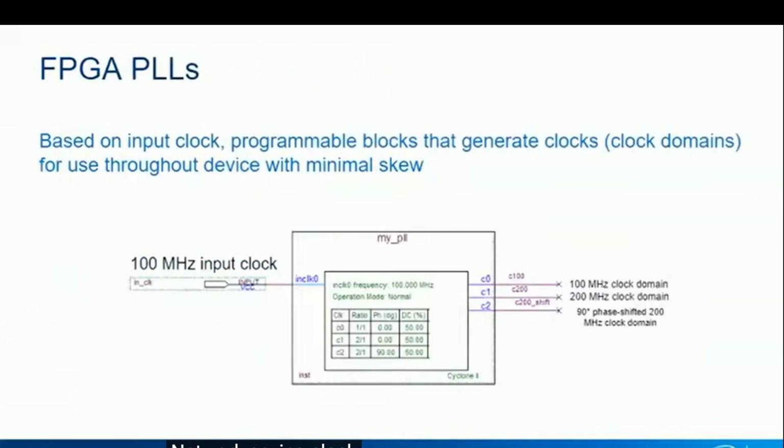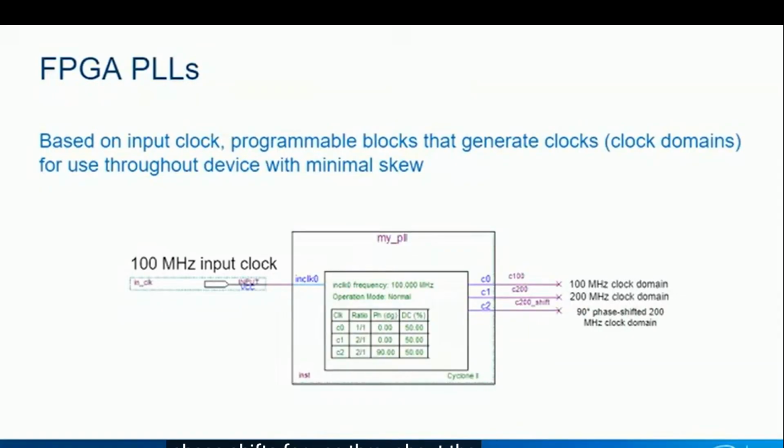As mentioned, PLLs are structures that can generate different clock domains and ensure minimal skew between the generated output clocks. PLLs are programmable, allowing the designer to easily create multiple clock domains at various frequencies, duty cycles, or phase shifts for use throughout the design.